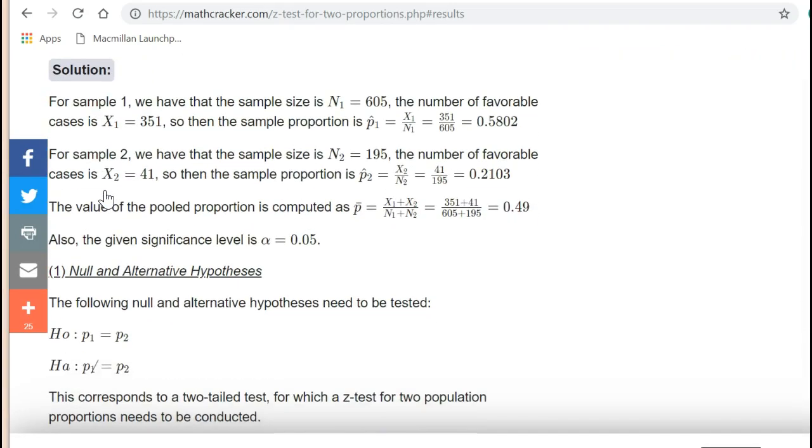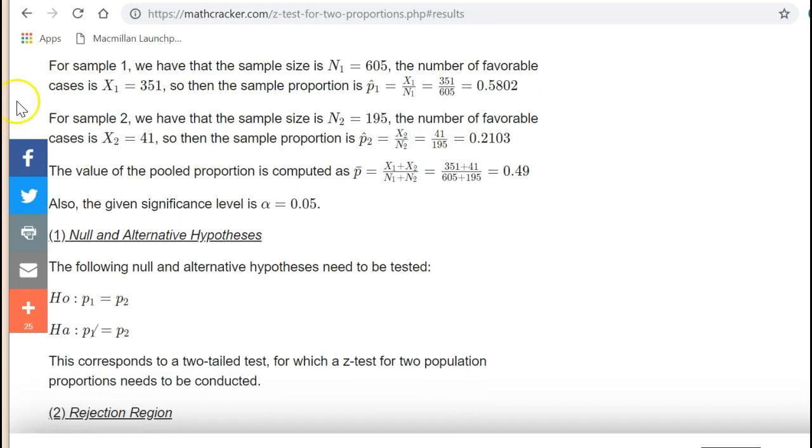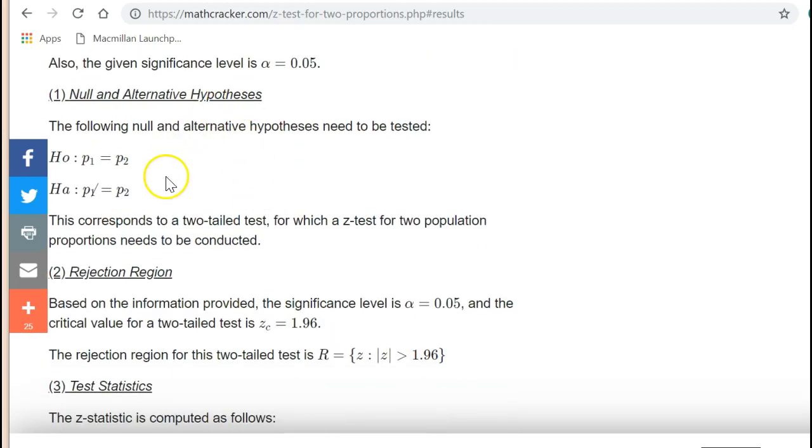Scrolling down to the bottom, you'll now see that we have the solution. The solution is also copied for you on page 12 of your notes. Looking through here, the solution will first summarize the two samples for you, as well as summarize the pieces that you need to compute this hypothesis test. You'll notice that these formulas match up with the formulas that are given to you on page 9 of your notes. They also go through and set up the null and the alternative hypothesis.